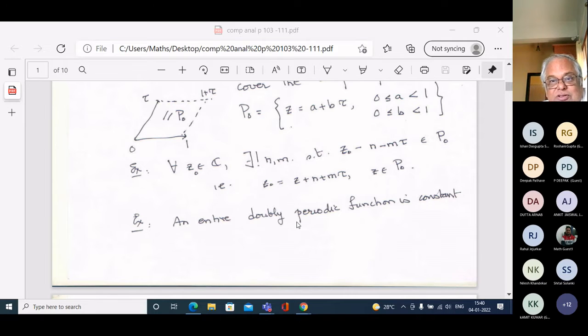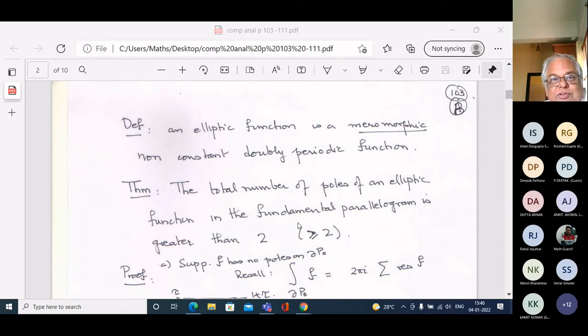An entire doubly periodic function is constant. I've already said this. This is just a consequence of Liouville's theorem. And an elliptic function is a meromorphic, non-constant, doubly periodic function. So we still have to give an example.